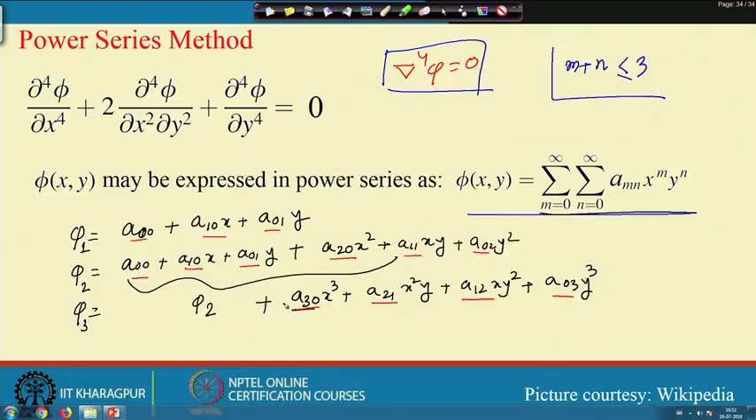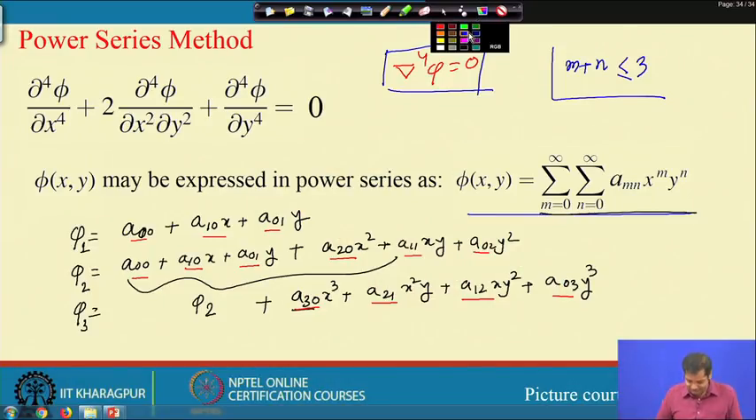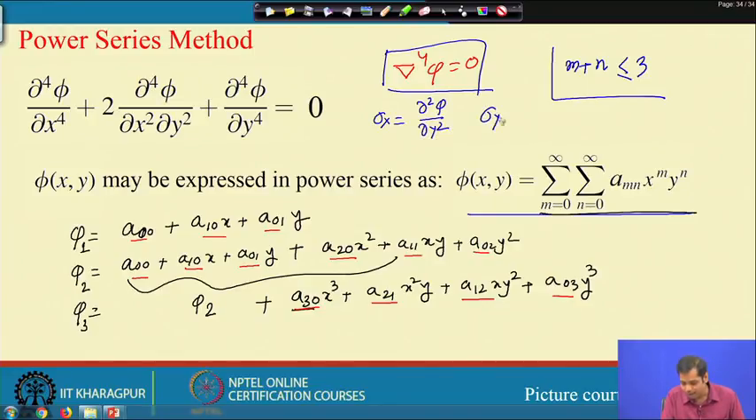But you look at, our objective is not to determine phi. What is our objective? Our objective is to determine sigma. And how are sigma and phi related with each other? Sigma and phi are related as this. If you recall, sigma x is equal to del 2 phi del y2, sigma y is equal to del 2 phi del x2, I remove the body force term, and sigma xy is minus del 2 phi del x del y.